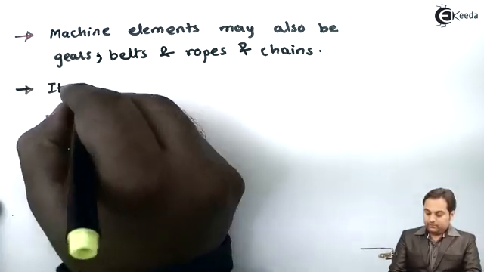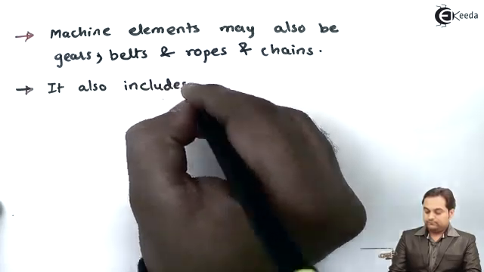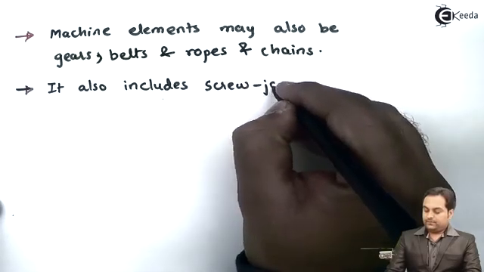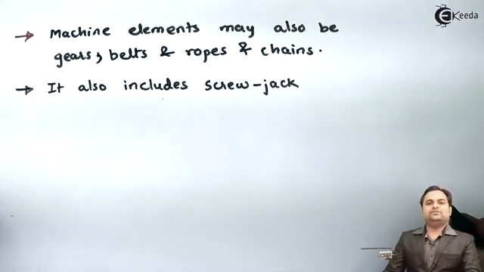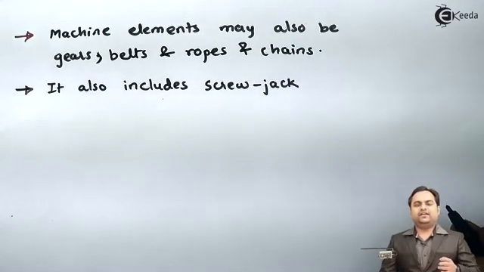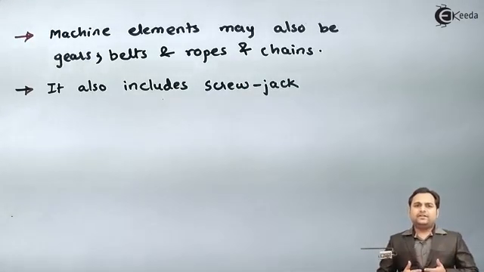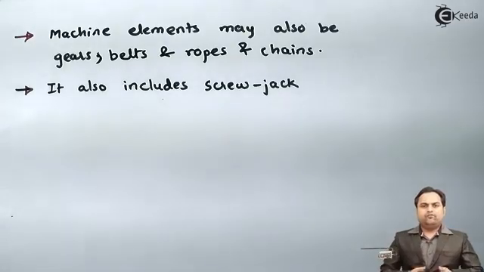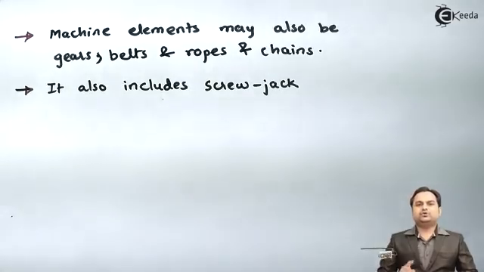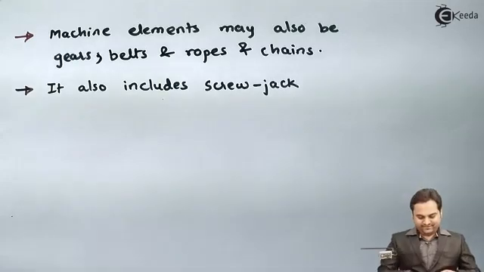Next, it also includes the screw jack. A screw jack is a machine which is used to lift heavy vehicles when a tire is punctured. If we want to replace the punctured tire of a vehicle, we need to lift the vehicle. For lifting that vehicle, we use a machine element called a screw jack, and this screw jack is designed with the help of the knowledge of machine design.